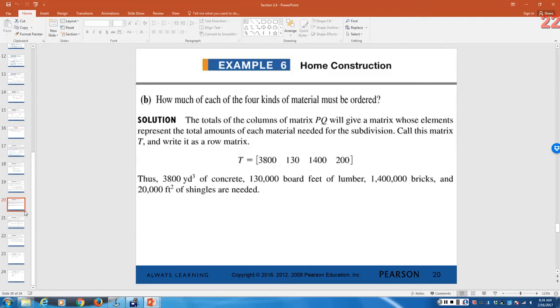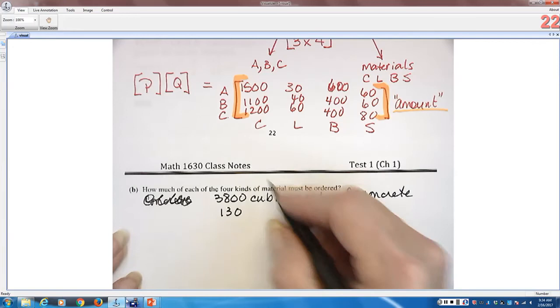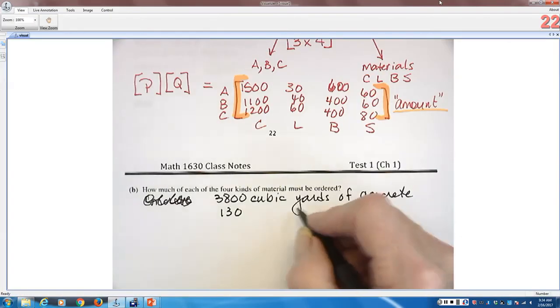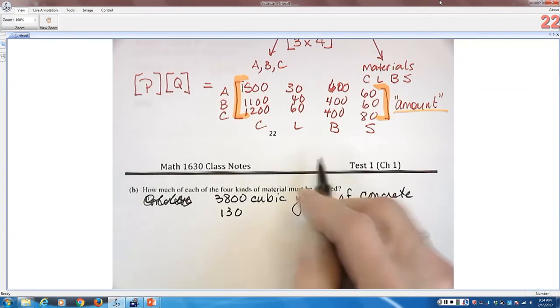I put units. Oh, yes, units, I'm sorry. And since concrete is in cubic yards, and 70 plus 60 is 130. Let me switch back over to the camera. 130, probably. In this case, lumber comes in board feet.